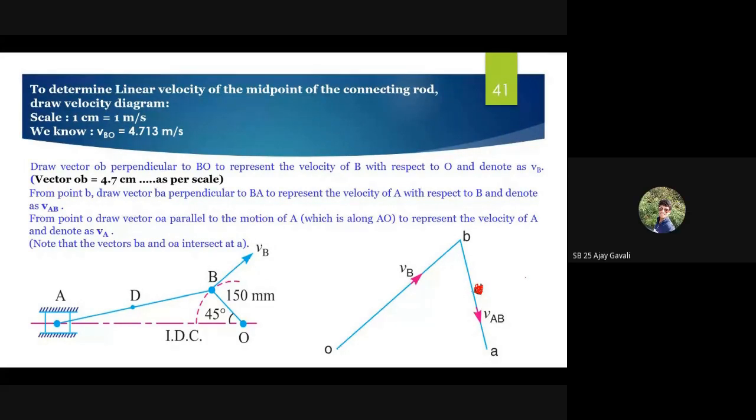Then next you can write from point O, draw vector oa parallel to the motion of A, which is along AO, to represent the velocity of A, and denote it as VA.